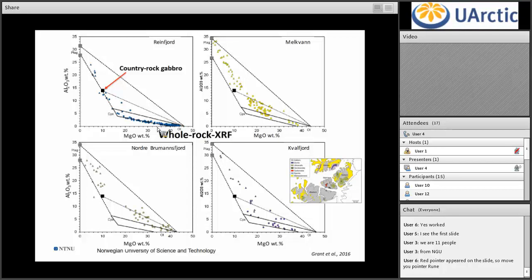However, if we do look at Melkvann and the north of Reinfjord, we can see that we have much stronger degrees of contamination, and we are partially seeing the same for Kvalfjord. So we may say, oh well, okay, so maybe Griffin is right. Maybe we do have wholesale contamination with that picritic melt. But I'll show you later that the reason why we are seeing this for the three other ultramafic complexes is actually a sampling bias. Next slide, please.